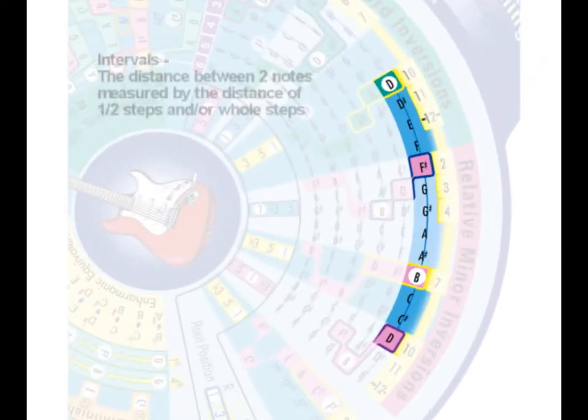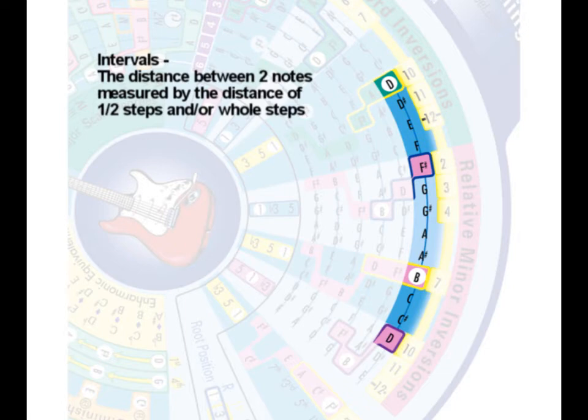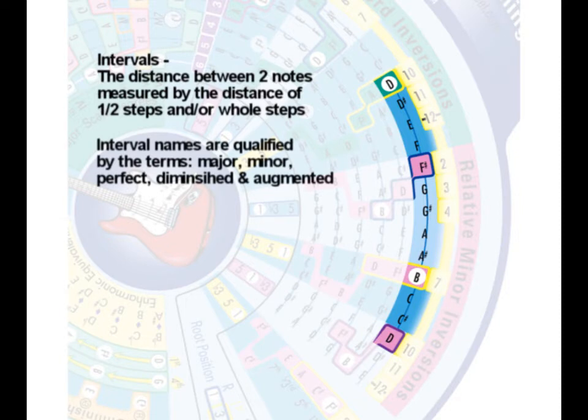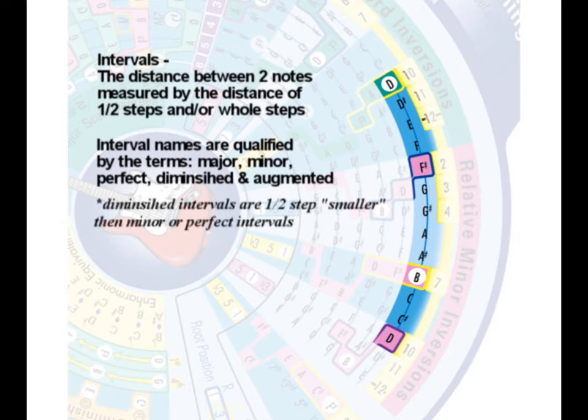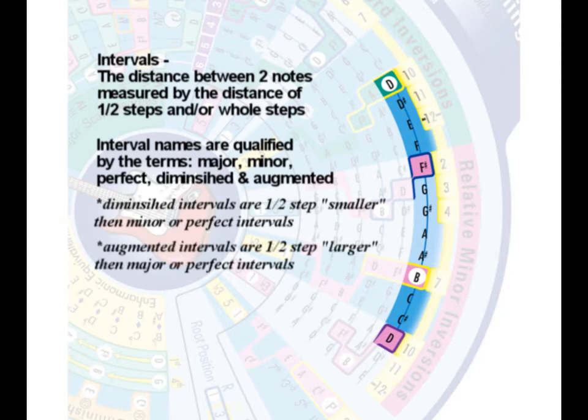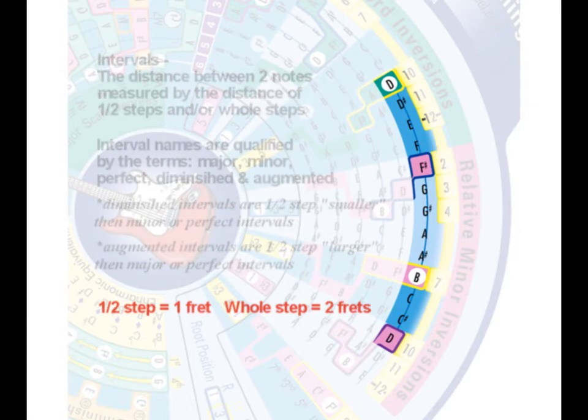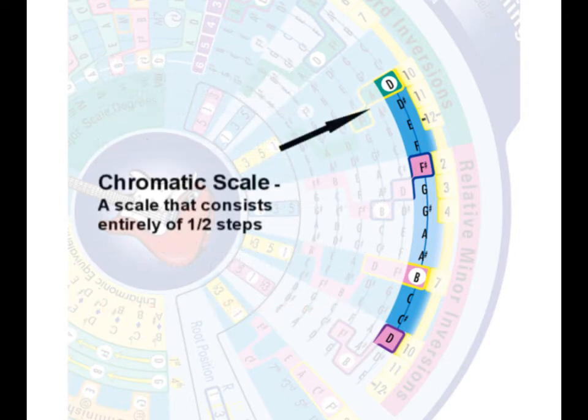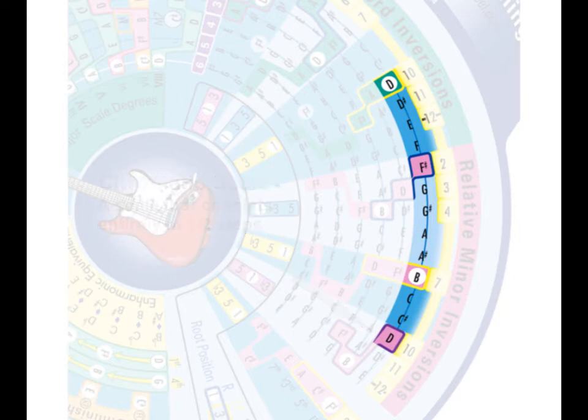Intervals are the distance between two notes, measured by the distance of half steps and/or whole steps. Interval names are qualified by the terms major, minor, perfect, diminished, and augmented. Diminished intervals are 1/2 step smaller than minor or perfect intervals. Augmented intervals are 1/2 step larger than major or perfect intervals, and as a quick reminder, a half step equals 1 fret and a whole step equals 2 frets. And we are working in the context of a chromatic scale, which is a scale that consists entirely of half steps. Let's analyze our intervals.